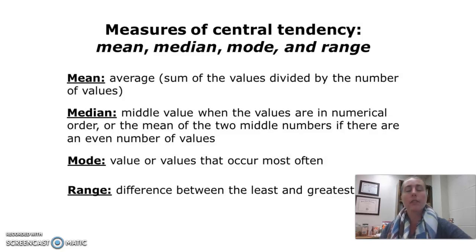The range is the difference between the least and the greatest values. That word difference means subtraction. So we're going to subtract the largest number, the maximum, or the greatest value in the data set, minus the least number, or the minimum, or the lowest value. So the maximum minus the minimum is the range.